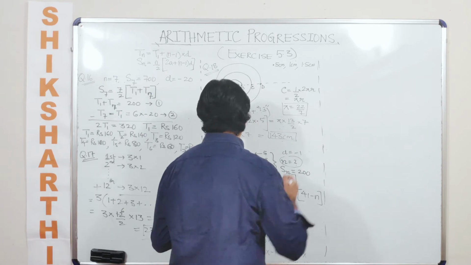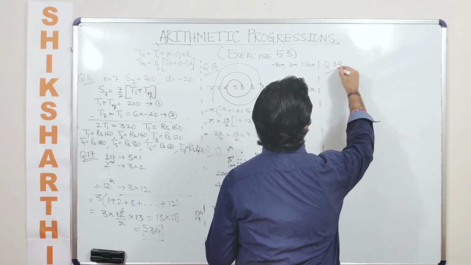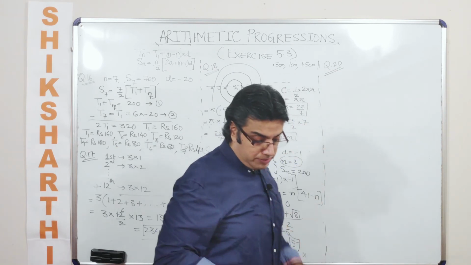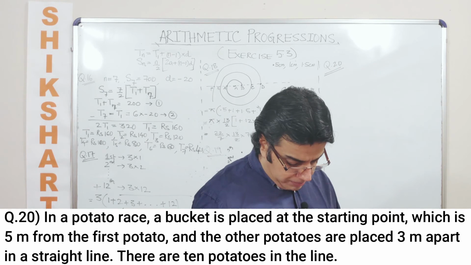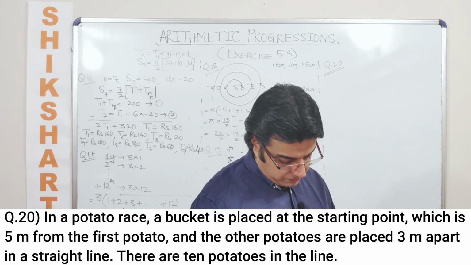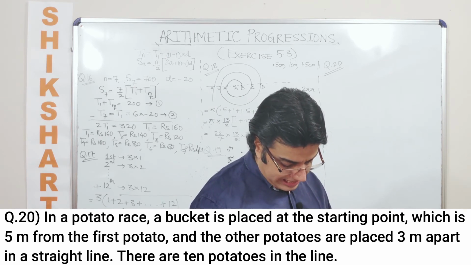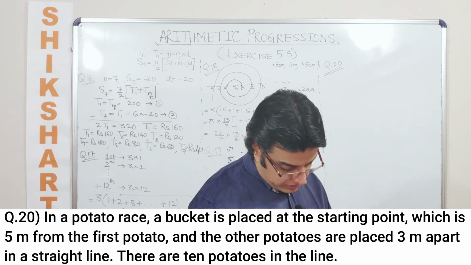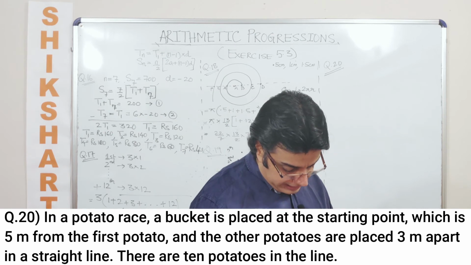Okay, talking about the last question here, question number 20. Question number 20 says, in a potato race, a bucket is placed at the starting point, which is 5 meters from the first potato, and the other potatoes are placed 3 meters apart in a straight line. There are 10 potatoes in the line.